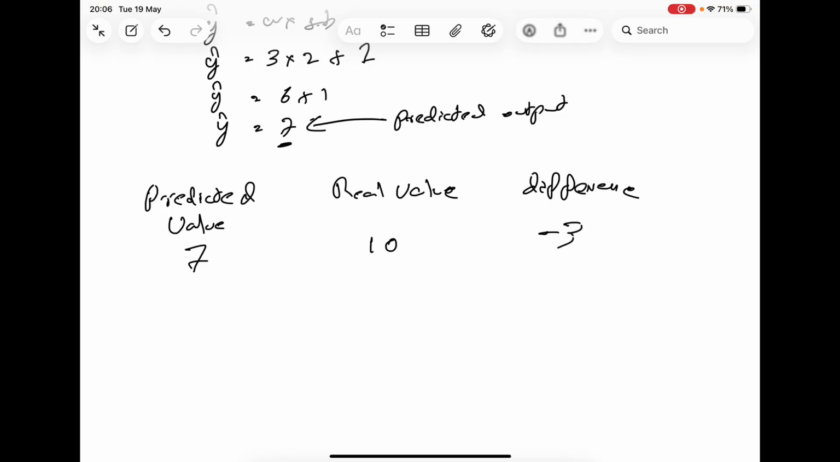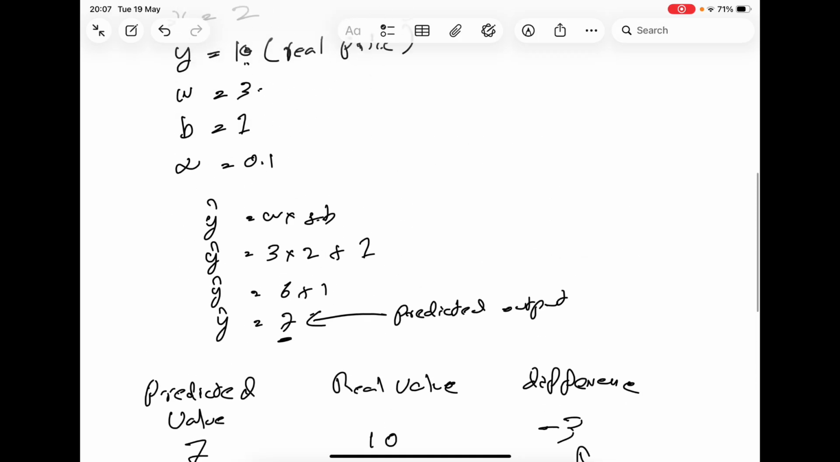To get the difference, what we always do is subtract the real value from the predicted value. That's how we get it. So minus 3 means the predicted value is 3 below the real value, right? That's the meaning. Here the network predicted 7, but the real answer is 10. So here we are wrong by 3.